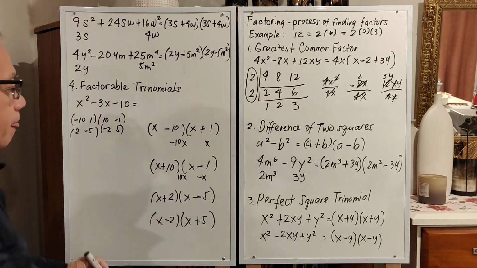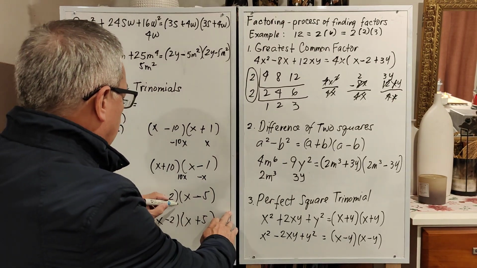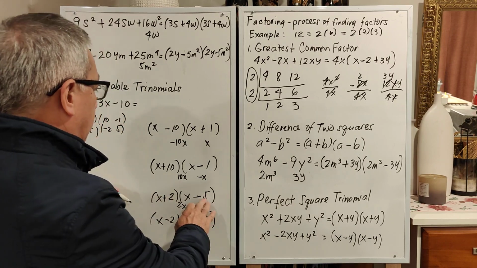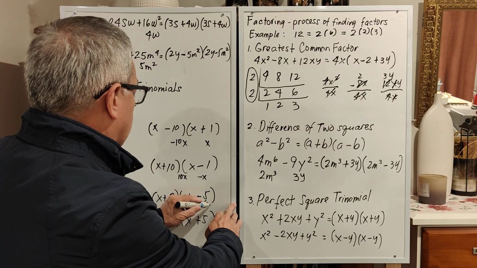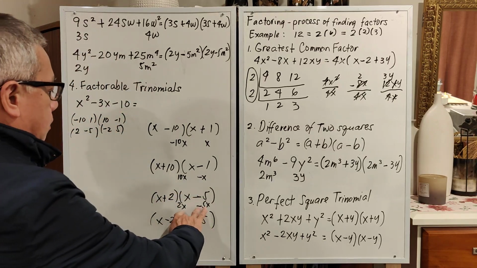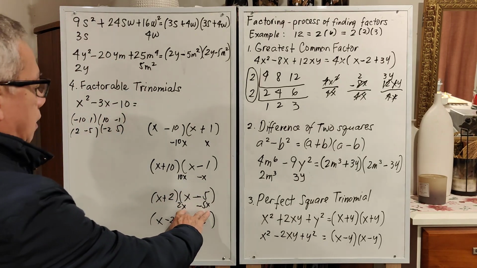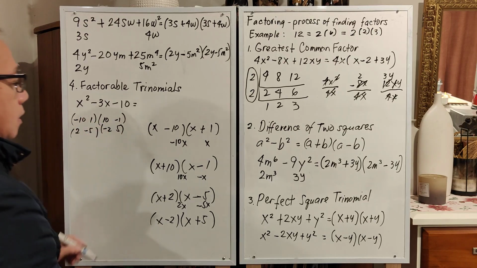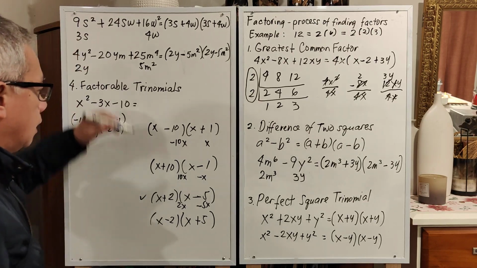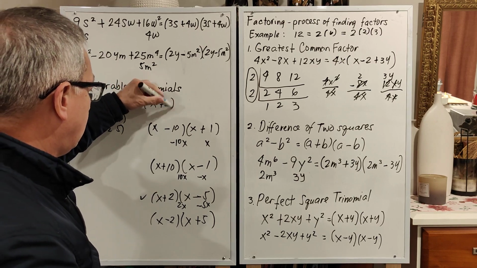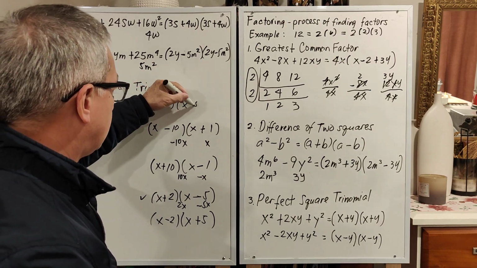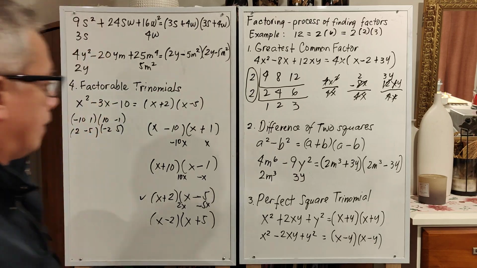For the third one, we multiply this one, this is 2x. We multiply this one, and this one is negative 5x. So if you add these two, this is negative 3x, which is the same as this one. So our answer is this one. We can write this as x plus 2 times x minus 5. That's it.